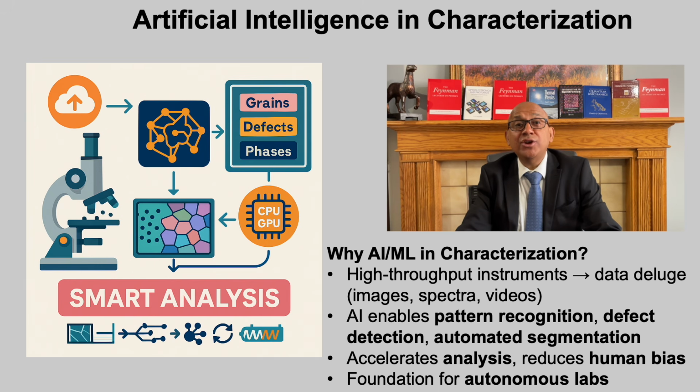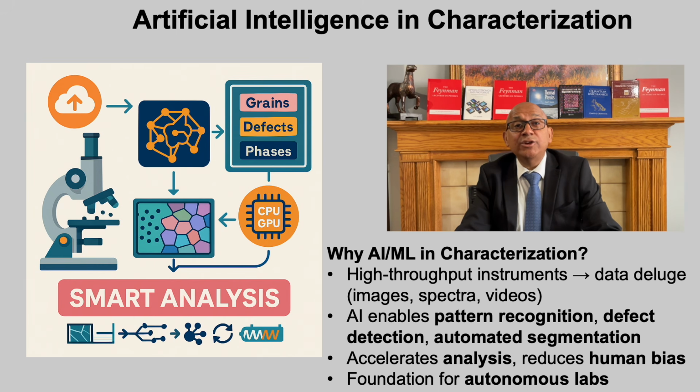As characterization tools become faster and more automated, they now generate enormous volumes of data: gigabytes of TEM images, Raman spectra, or XRD patterns from a single experiment. Manually analyzing such datasets is slow, subjective, and often limits how quickly we can iterate in the lab.